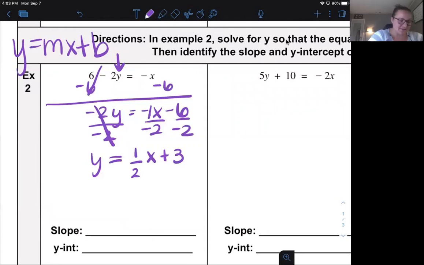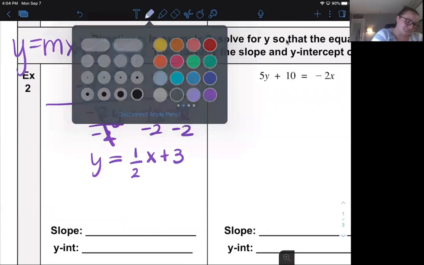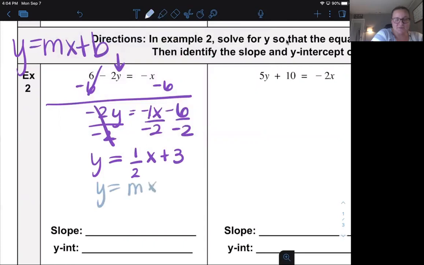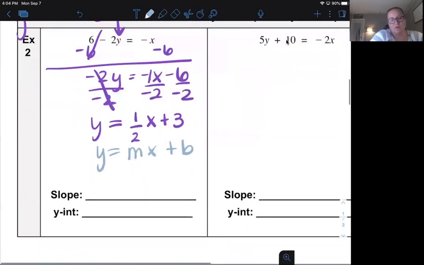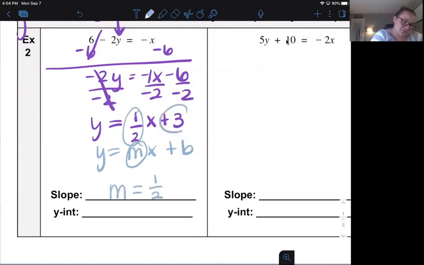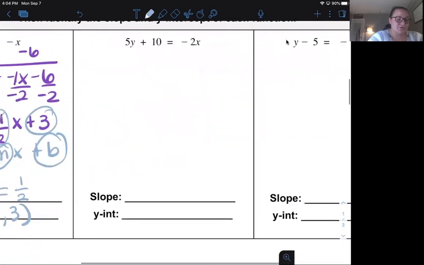Well, hey, now this is in slope-intercept form. y equals mx plus b. Well, what's my slope? My slope is m equals 1/2. What's my y-intercept? 3. So it's the point 0, 3. Why don't you go ahead and try this next example on your own.